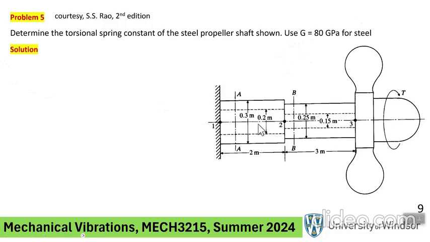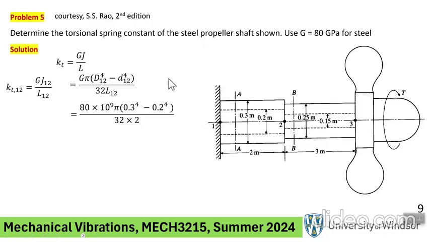Basically, we have two springs. Here's a formula. You plug in the value of this piece. The first piece is going to involve the inner diameter and outer diameter of this piece. Okay, there we are. And that is the length of the first piece from 1 to 2, and then do the same thing from 2 to 3.